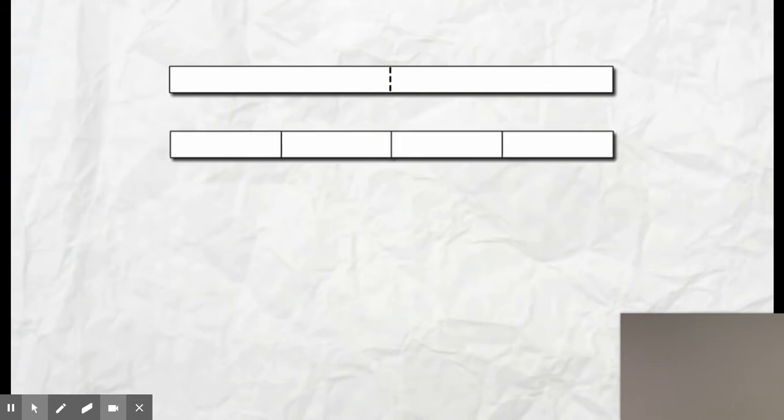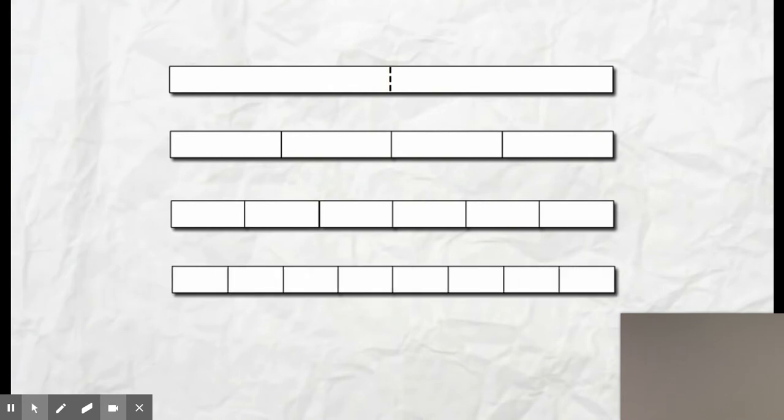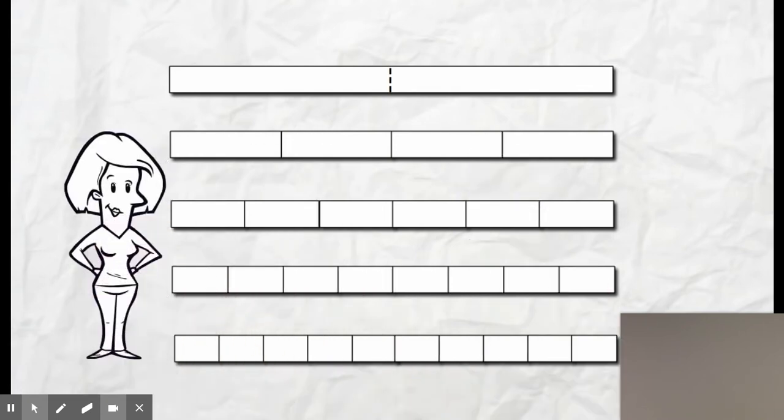This whole is in quarters. This is in sixths. This is in eighths. And this is in tenths. Let's colour up one half of it, one part out of two.